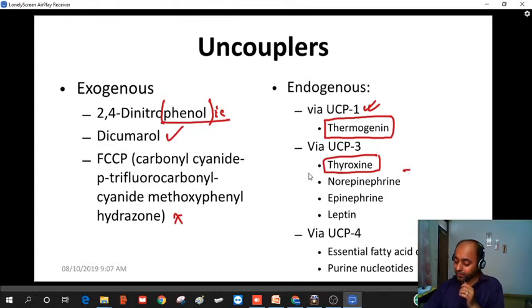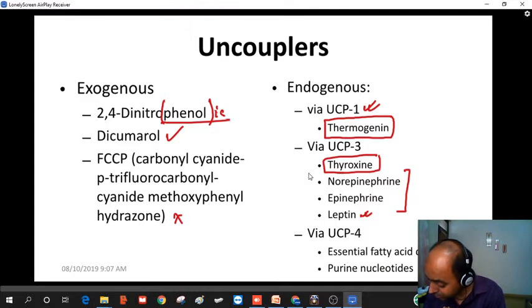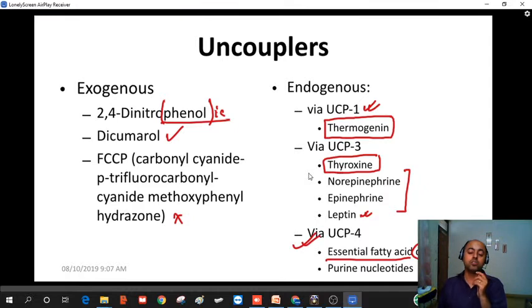Similarly, in the fight and flight response, you are arguing with someone and already your face is red. You have not received a slap yet. Why? Because norepinephrine and epinephrine will activate UCP3 and more heat will be generated. Leptin, a minor action is activation of UCP3. Deficiency of essential fatty acids also activates the UCP proteins. And lastly, purine nucleotides are also able to act as uncouplers.